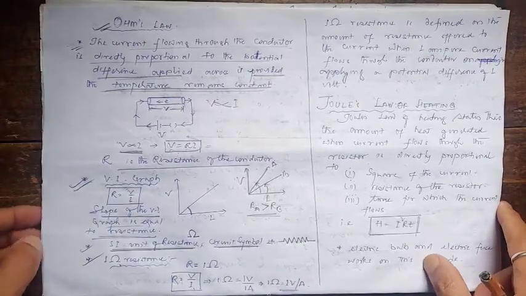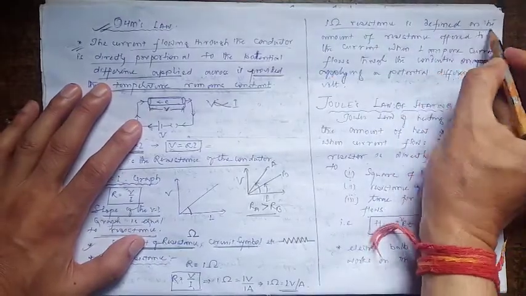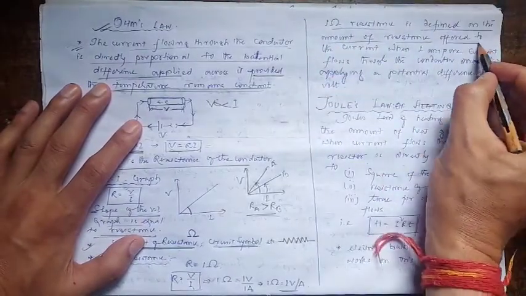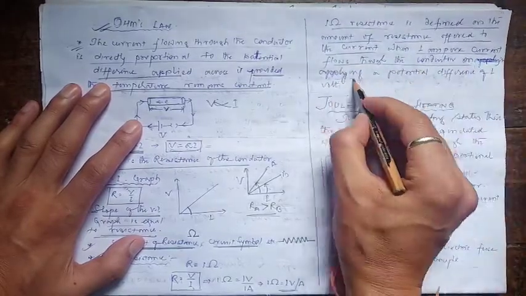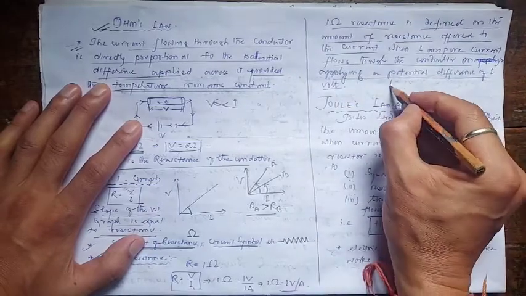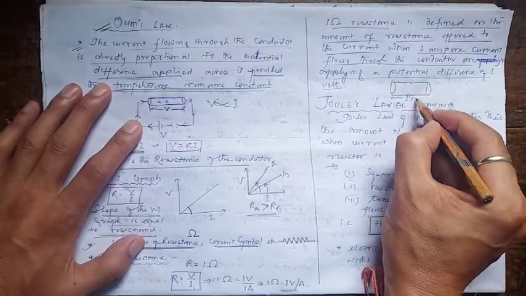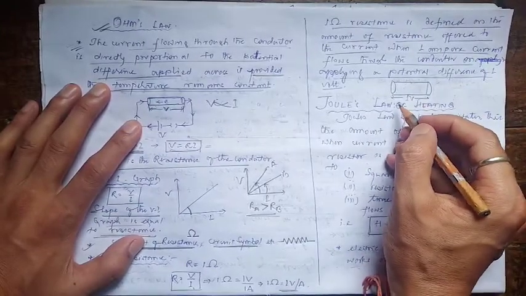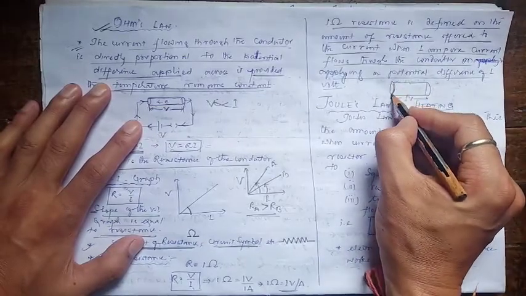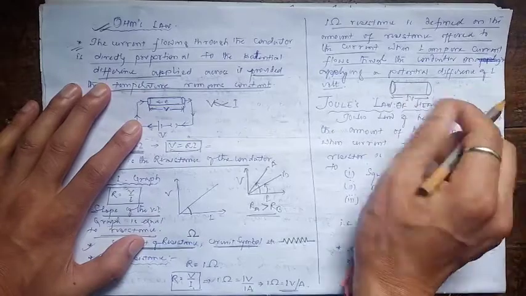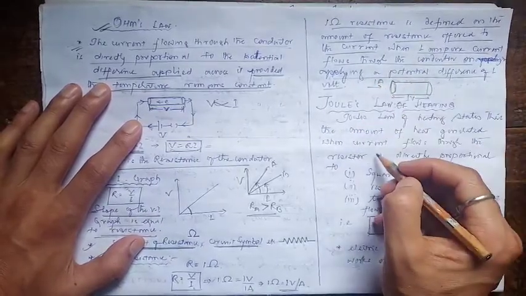Now let's understand, students, what is 1 ohm resistance. 1 ohm resistance is defined as the amount of resistance offered to the current when 1 ampere current flows through the conductor on applying a potential difference of 1 volt. Suppose I have a conductor. I have maintained a potential difference of 1 volt across the ends of this conductor. And you know, students, when there is a potential difference across the ends of the conductor, the current flows. So suppose on maintaining a potential difference of 1 volt, the current flowing through the conductor is 1 ampere.